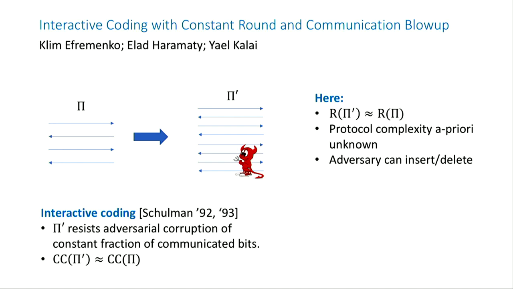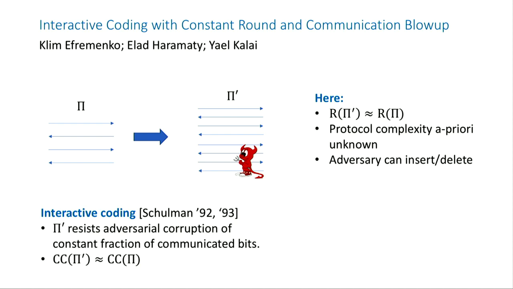On a similar topic of compiling is the third talk that Yael is going to give. This revisits the classical problem of interactive coding. As you know, or most of you know, here the problem is to compile a two-party protocol into one that resists adversarial errors. Generally, the complexity metric here is to preserve communication complexity. But if you actually look at real-world protocols, communication complexity is not the only important parameter.